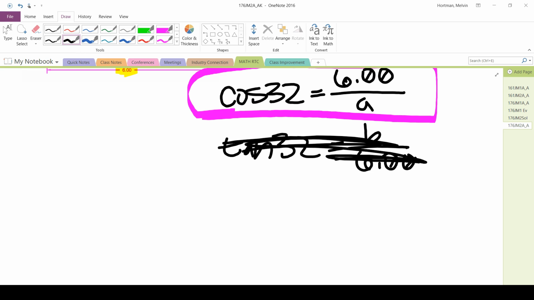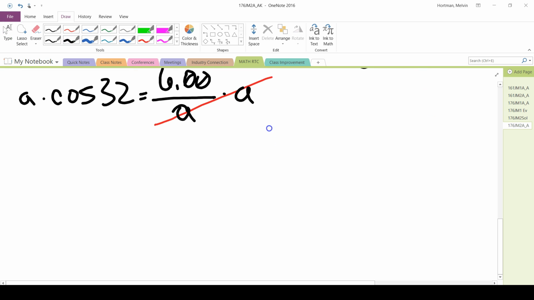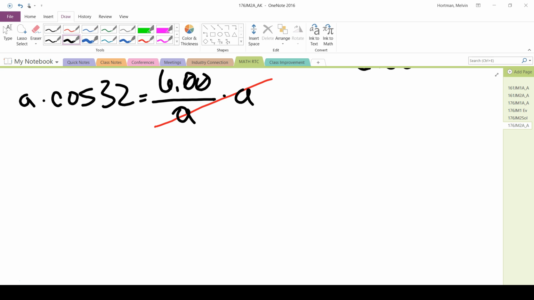Cosine is 6 over A. How can we solve for this? Well, first we can multiply both sides by A. So A times cosine 32 equals 6 over A times A. The A's cancel out. So we're left with A times cosine of 32 equals 6.